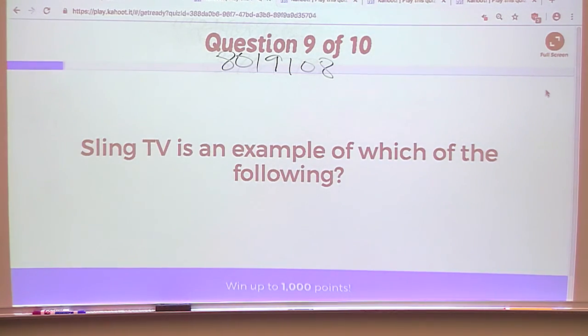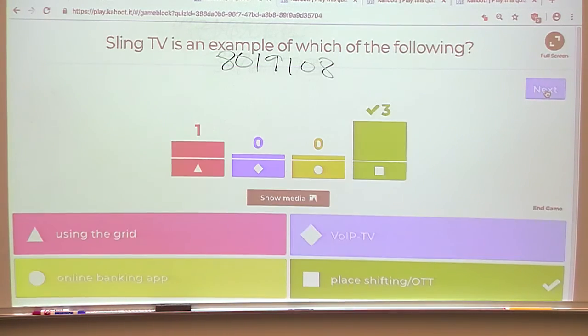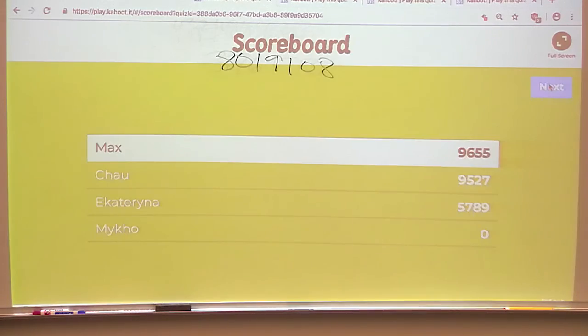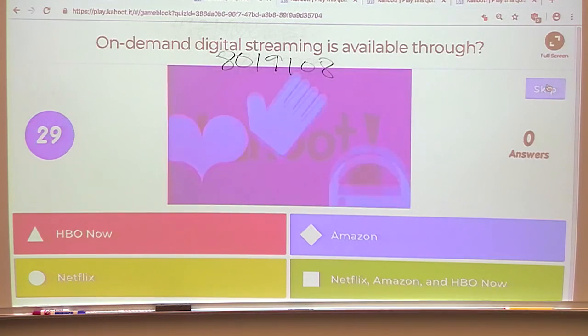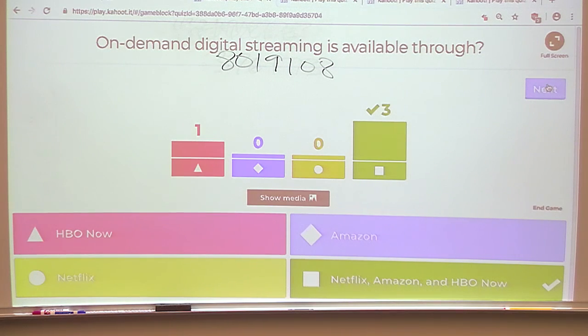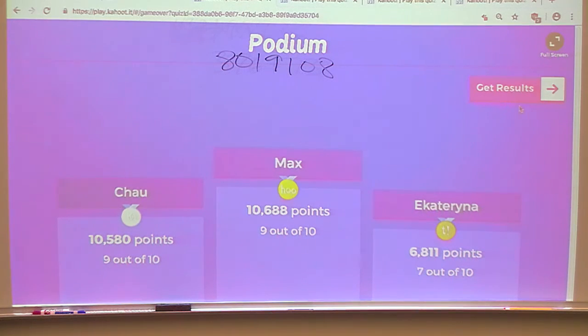Awesome. Sling TV is an example of which of the following? So Sling TV is place shifting or over-the-top television. What that means is, you know, it plugs into your TV via an Ethernet cable, and it also allows you to watch television outside of your home. On-demand digital streaming is available through what? HBO, Amazon, Netflix, all of them. That's true. Okay, there we go.